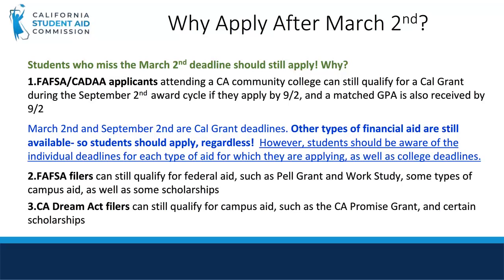However, it is crucial that students confirm the individual deadlines for each type of aid for which they are applying, as well as college deadlines. FAFSA filers can still qualify for federal aid, such as Pell Grant and Work Study, some types of campus aid and scholarships, and California Dream Act filers can still qualify for campus aid, such as the California Promise Grant and some scholarships.